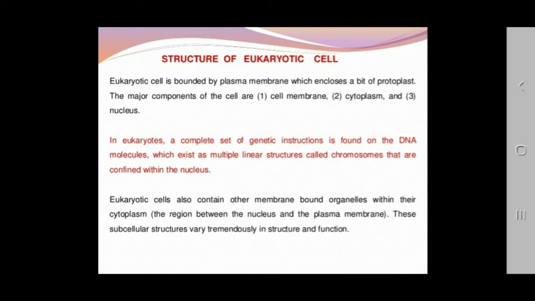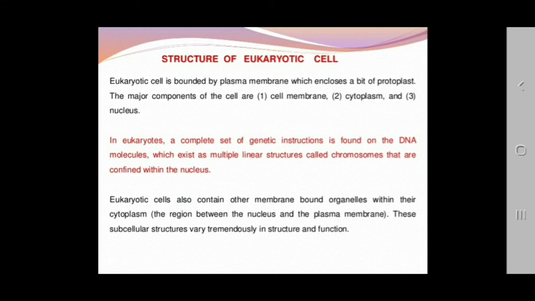The eukaryotic cell is the cell which is bound by the plasma membrane and encloses a bit of protoplast with it. The major components of the cell are the cell membrane, cytoplasm and the nucleus. And the nucleus is the most important characteristic feature of the eukaryotic cell, that is the membrane bound nucleus they have. Okay, we are going to discuss it in detail.